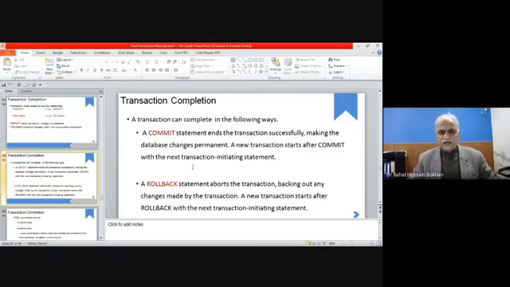Otherwise, there is a rollback statement for a transaction that has not been carried out successfully. The actions that have been taken are backed out, undoing any changes made by the transaction. A new transaction starts after rollback with the next transaction-initiating statement. When the rollback is complete, we are again in the previous state, and then we start our new transactions.